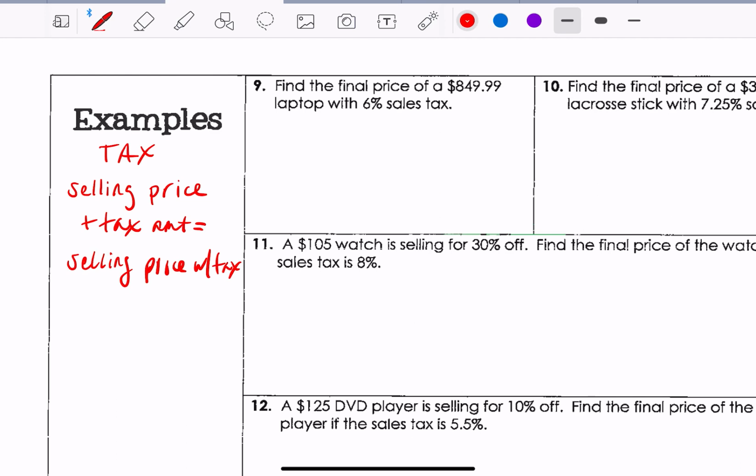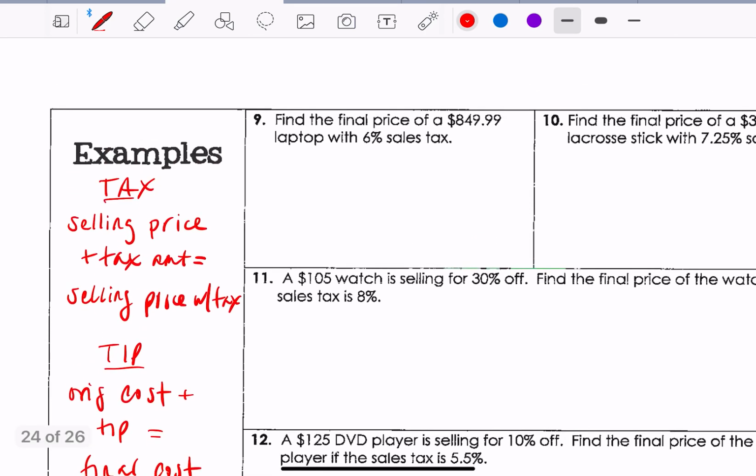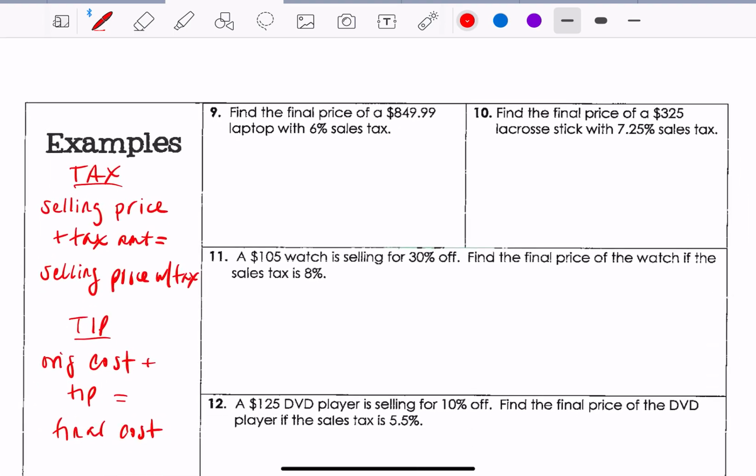For tip, you're going to have your original price, your original cost, because usually you're tipping on something that's a service or a meal or something like that. And you're going to add whatever the tip turns out to be for that original cost. And then you're going to have your final cost with the tip, right? So the original plus the tip is going to be the final cost. So let's go through some examples for this.